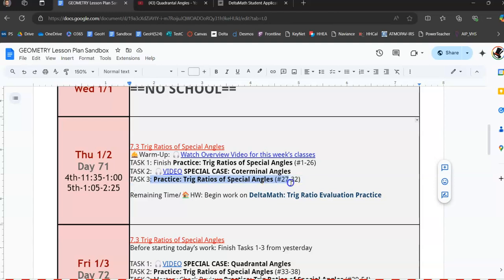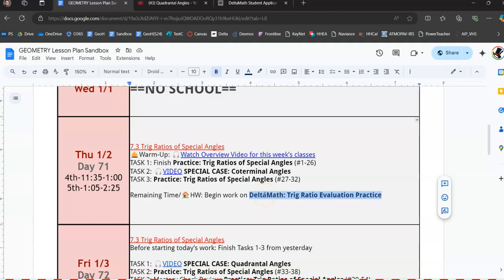After that, then you'll go back to that same practice worksheet that you worked on 1 through 26, and questions 27 through 32 will be practicing those special angles. Then, if there is time at least, you will have the opportunity to work on Delta Math trig ratio evaluation practice. Now, this is an overall review.